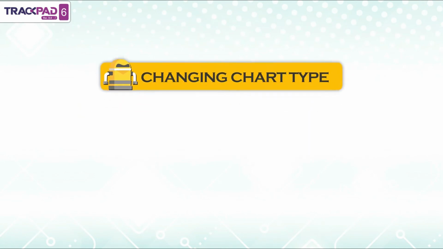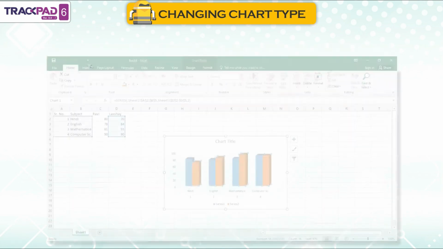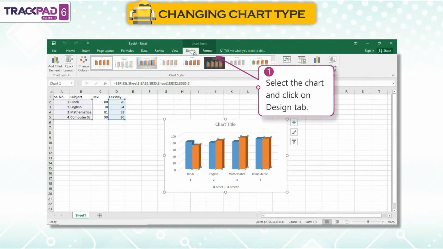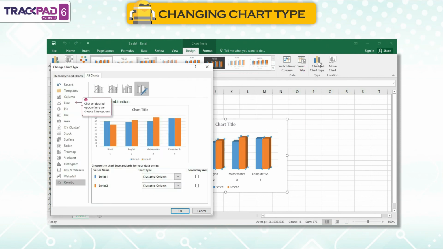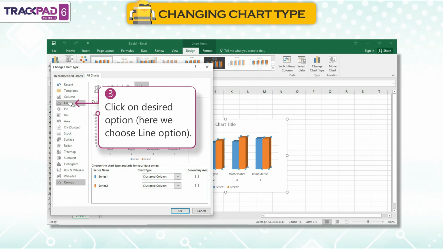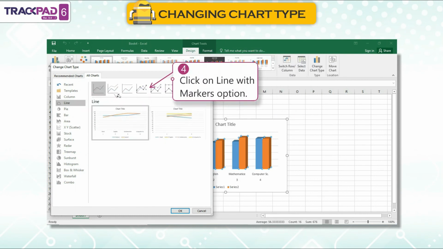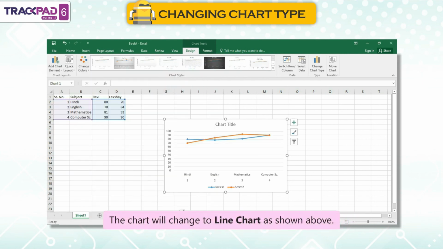Changing chart type. You can change the type of an existing chart at any time. Perform the following steps to change the chart type. First, select the chart and click on Design tab. Second, click on the Change Chart Type command. Third, click on desired option. Here we choose Line option. Fourth, click on Line with Markers option. The chart will change to line chart as shown above.